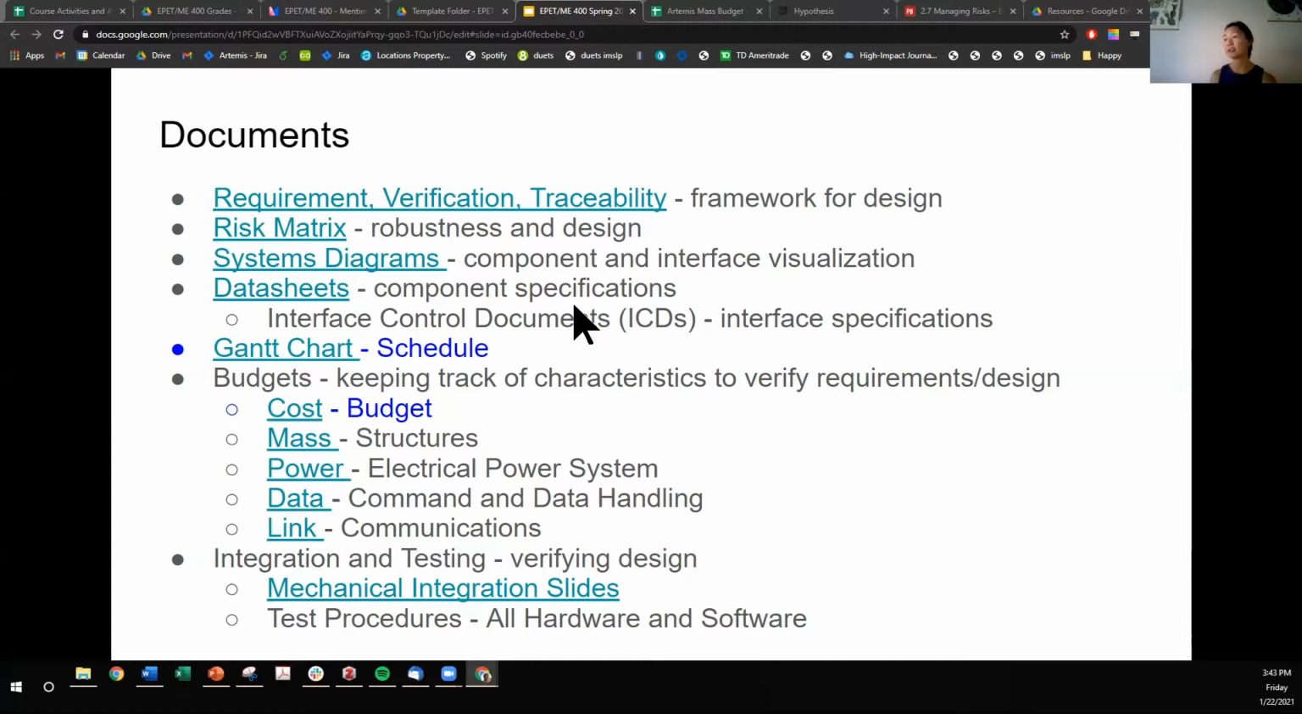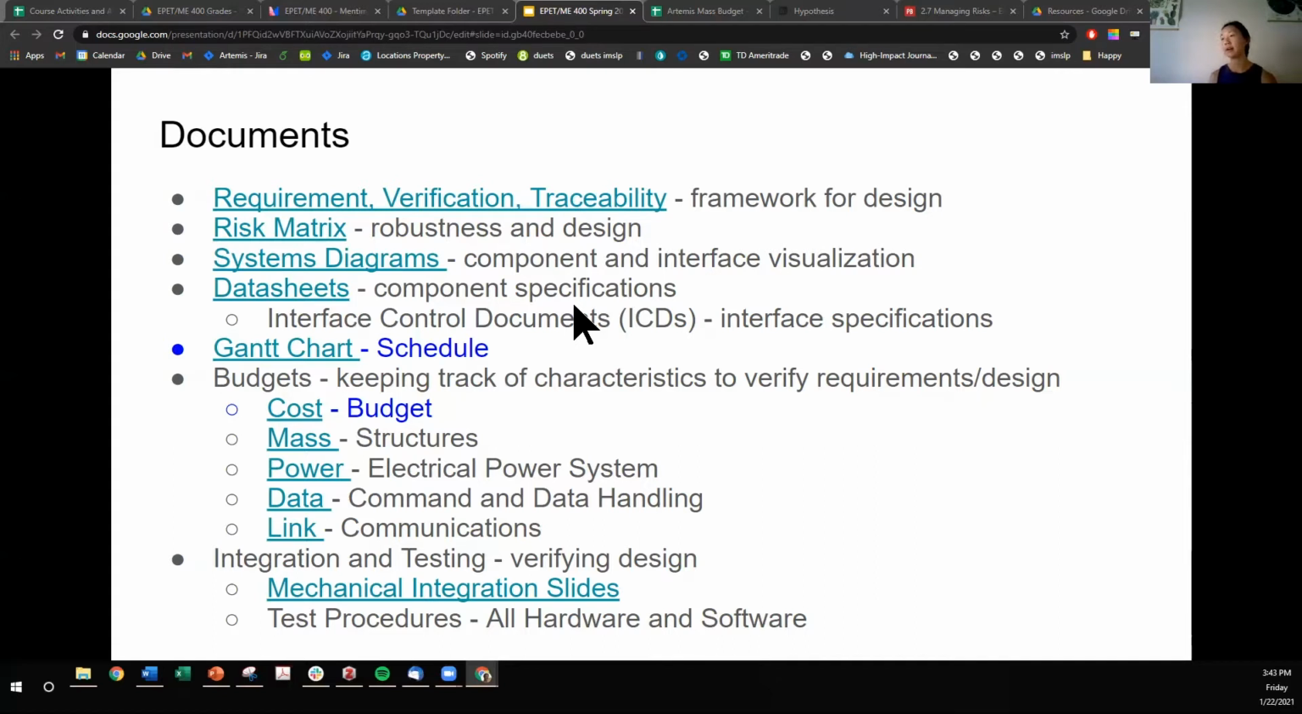And then there are a suite of different budgets that keep track of characteristics to verify your requirements given your design. And budgets don't just mean money. In this case, there is an actual cost budget, which is a budget of money, but there are mass, power, data, and link budgets that we also keep track of.